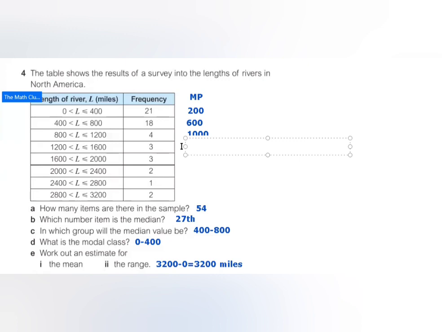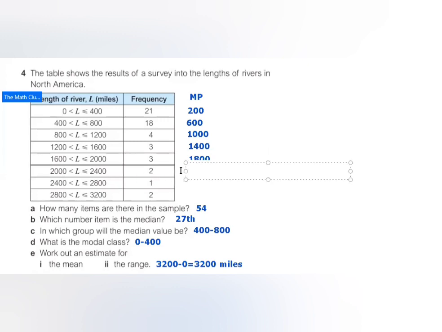And then I'm going to divide them by 2, and the answer is 1400. Same idea here, 1600 and 2000. So 1600 plus 2000, and I'm going to divide them by 2, and I'll get 1800. Next we have 2000 and 2400.